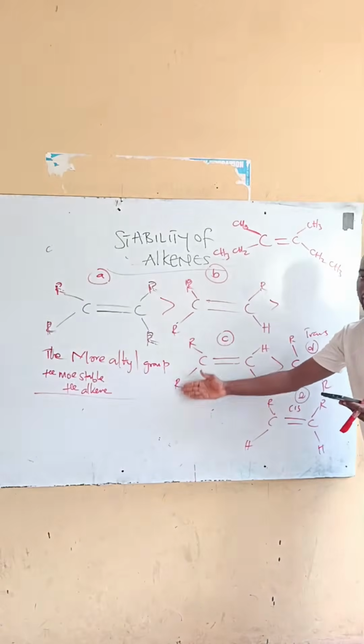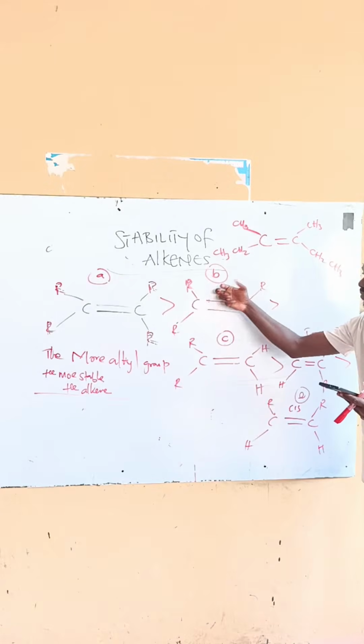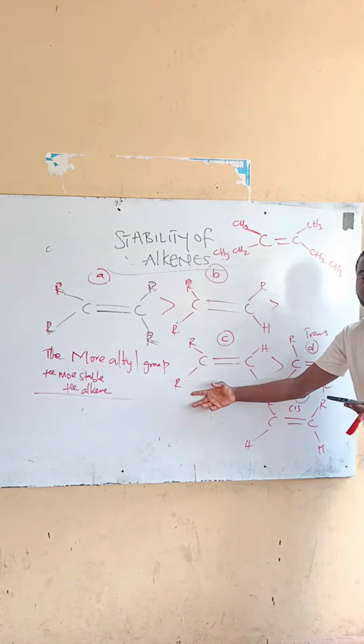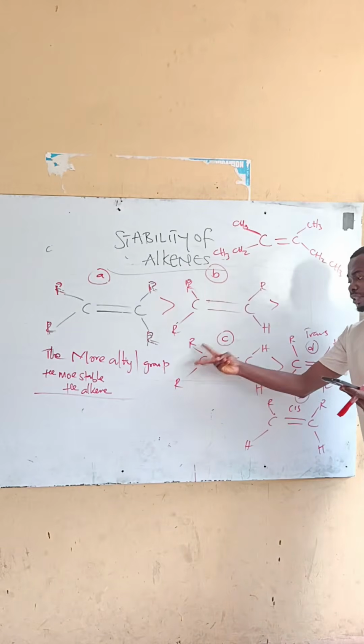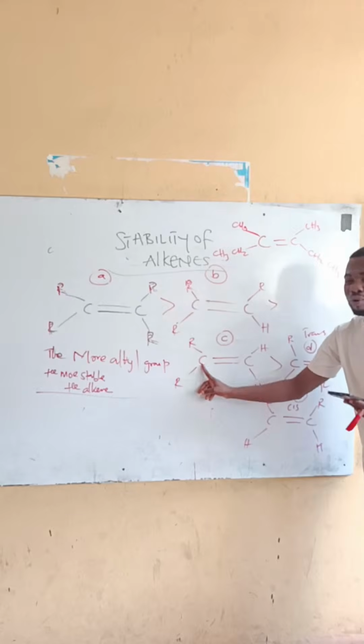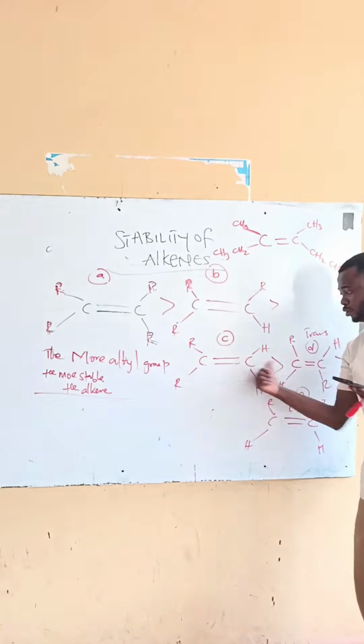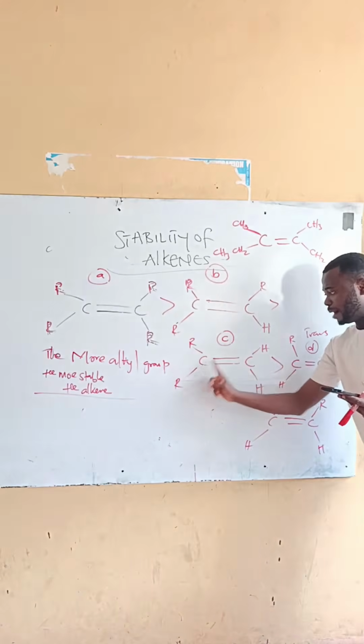Compound C is having how many? 2. This one is having 3. That's why it is more stable than this one that is having how many? 2. This is having 2, and the 2 alkyl groups are on what? 1 carbon. Are the 2 of them just on 1 carbon?